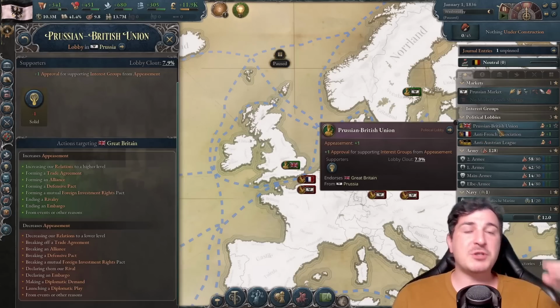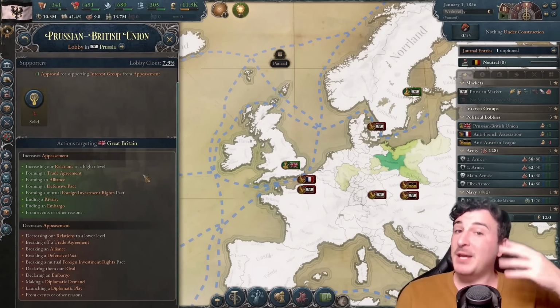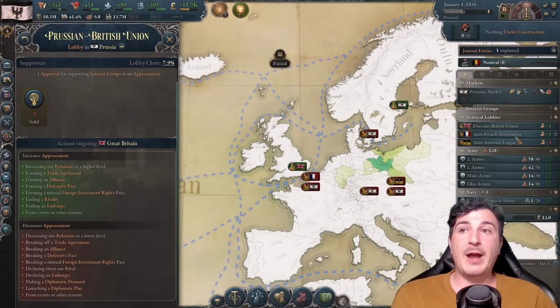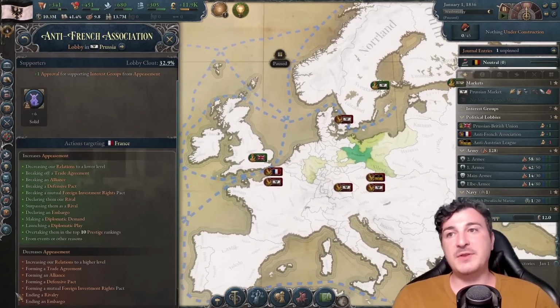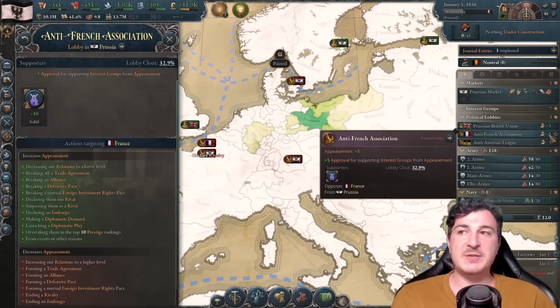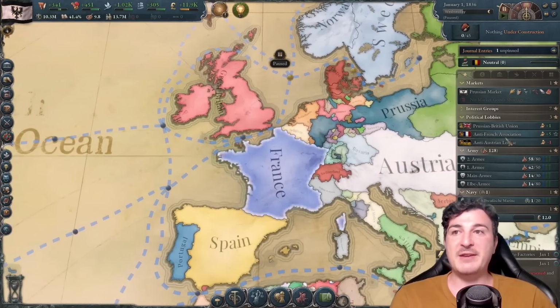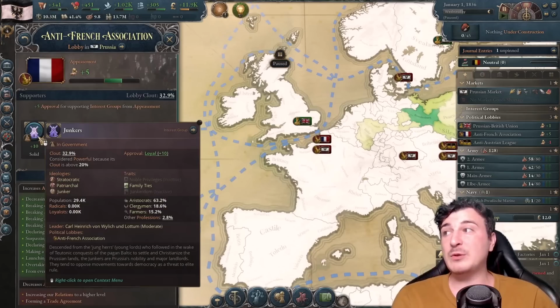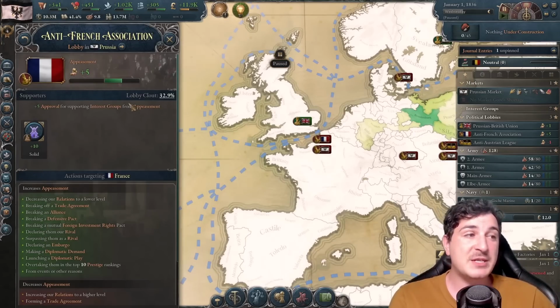If it's a pro certain country lobby, then appeasing that country increases the approval, and vice versa for anti-political lobby. So the anti-French lobby, if we declare a rivalry with the French, for example, there you go, we just increased by 4 the appeasement with the anti-French association, which means now we have a solid +5 approval with the Junkers simply from this particular lobby.